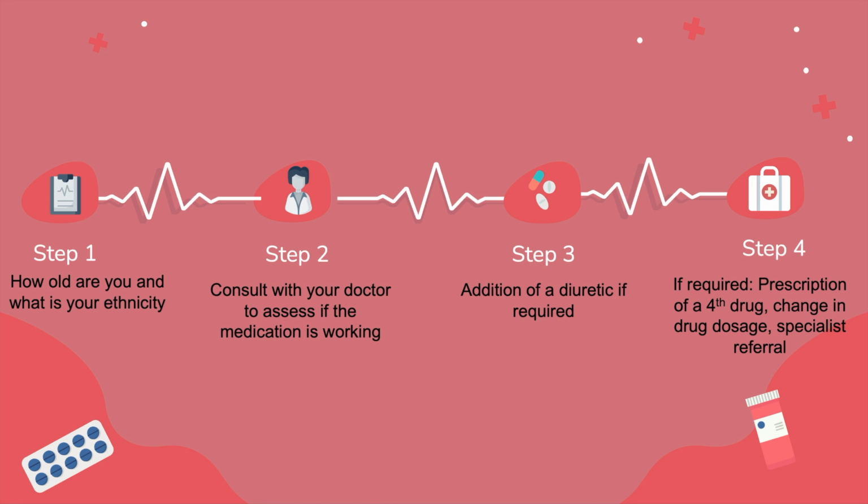If elevated blood pressure persists, your doctor will likely recommend the addition of a diuretic to your regime. Step 4. If your hypertension is continually resistant to medication, your doctor may prescribe a fourth drug, further increase your dosage, or refer you to a specialist for treatments such as renal sympathetic denervation.